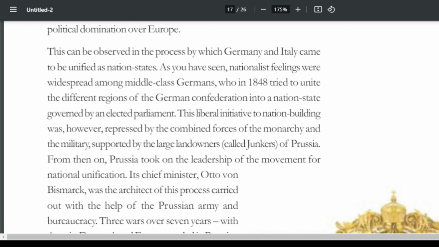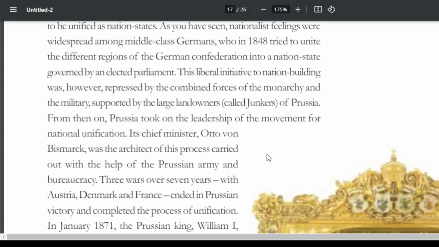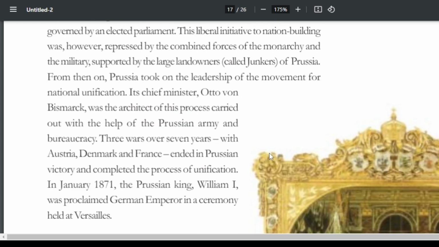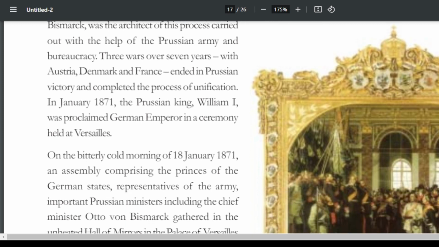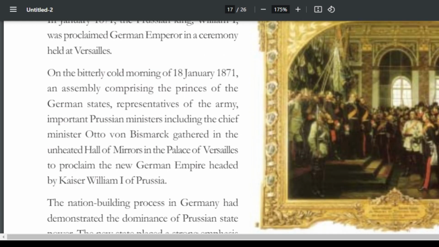Its chief minister, Otto von Bismarck, was the architect of this process, carried out with the help of the Prussian army and bureaucracy. Three wars over seven years with Austria, Denmark, and France ended in Prussian victory and completed the process of unification. In January 1871, the Prussian King William I was proclaimed German Emperor in a ceremony held at Versailles.